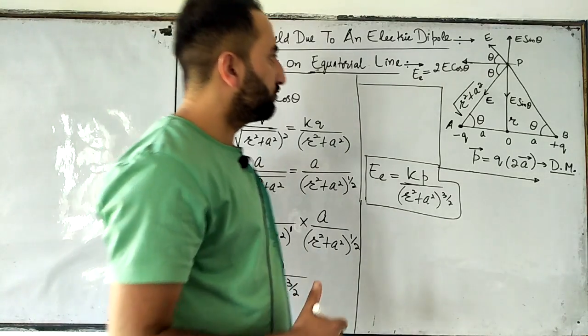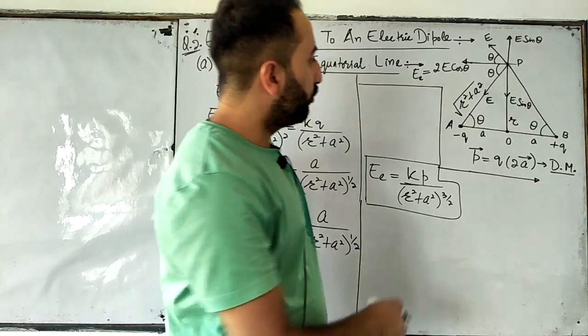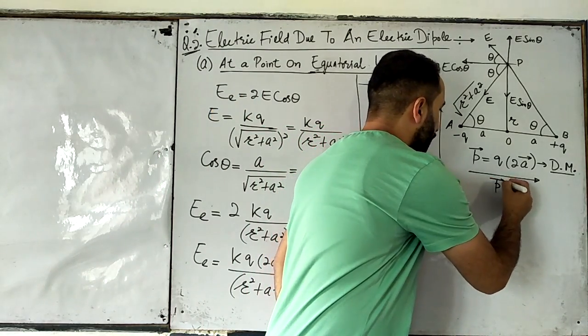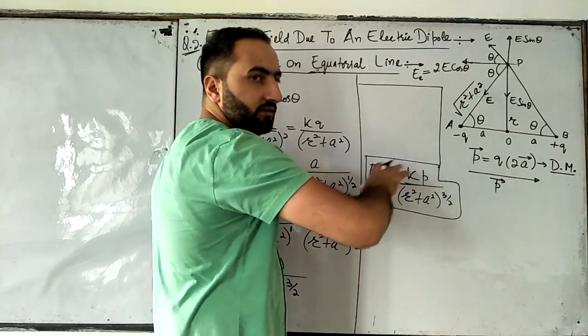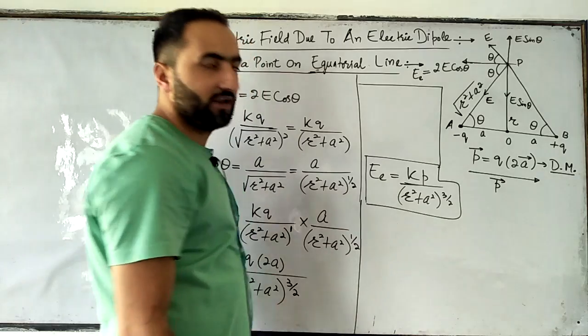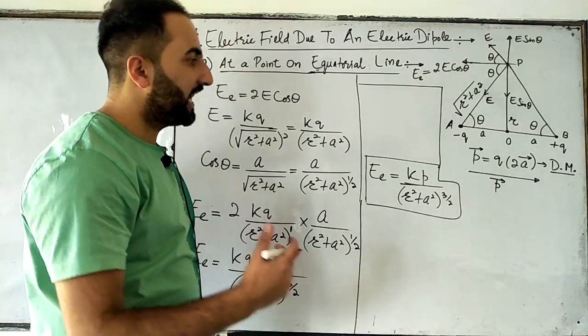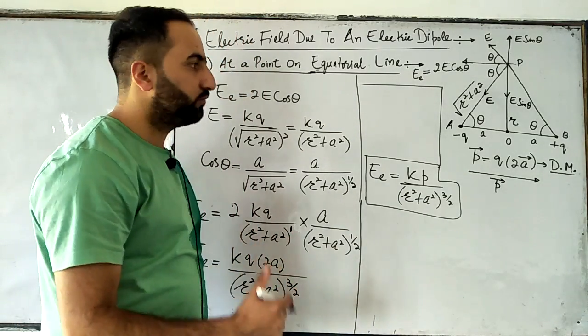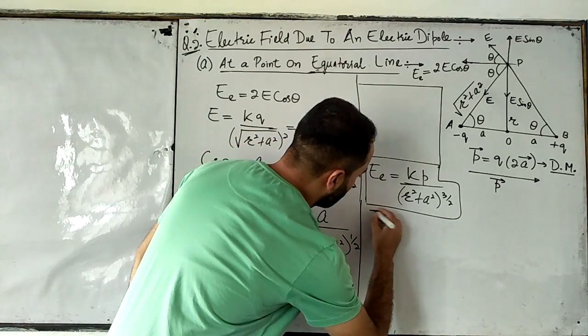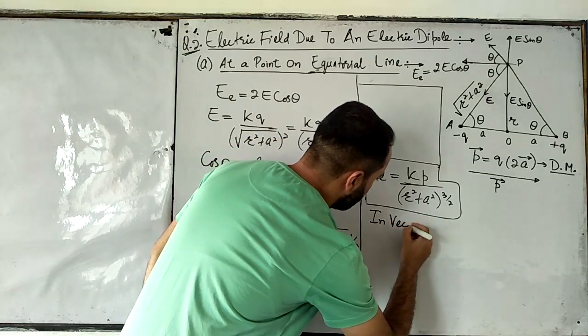But for that, first you need to understand, the dipole moment here, this is the dipole moment, it is p. You see it is directed towards right. The electrostatic field is directed towards left, that means they are antiparallel. The angle between the electrostatic field and the dipole moment is 180 degrees. So that's what I will write here, in the vector form.